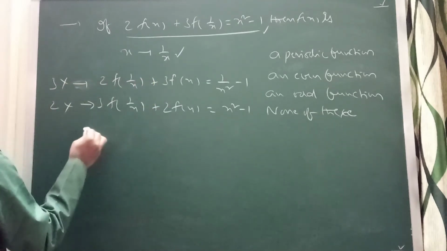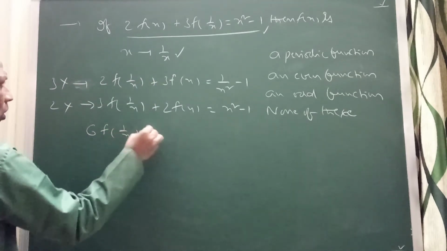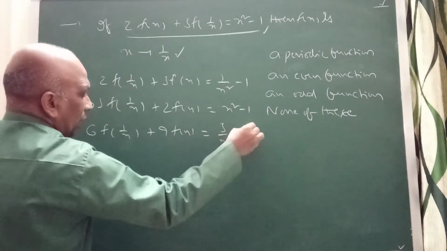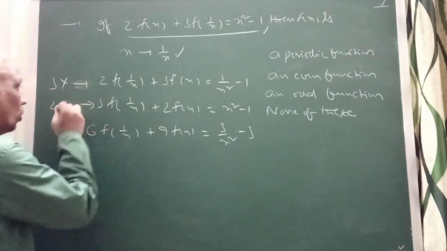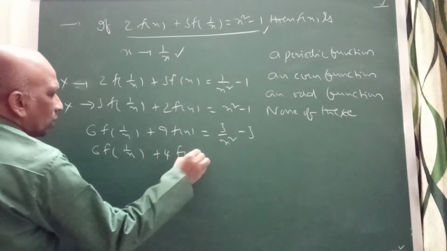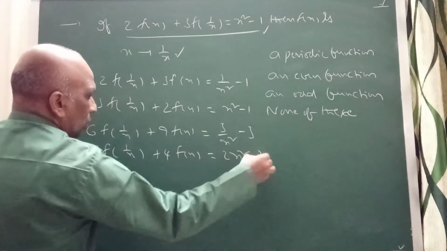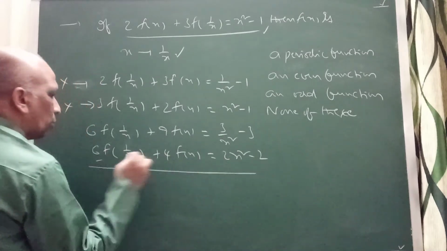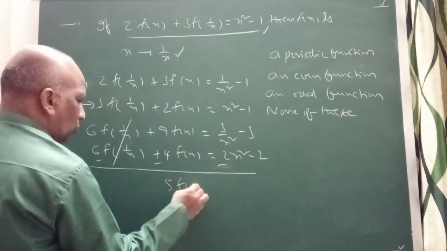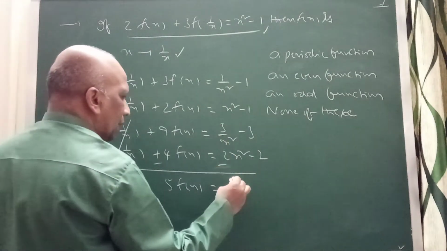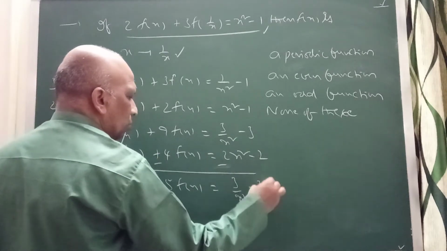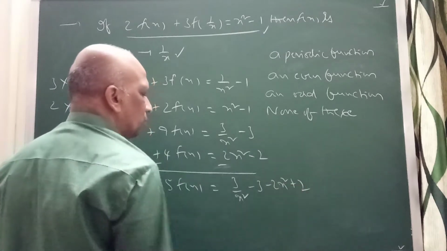So what will this be? You will get 6 f of 1 by x plus 9 f of x equal to 3 by x square minus 3, multiplying with 3. And this one, 6 f of 1 by x plus 4 f of x equal to 2x square minus 2. If I subtract this, right, then I can eliminate this. This will be 5 f of x equal to 3 by x square minus 3 minus 2x square plus 2.